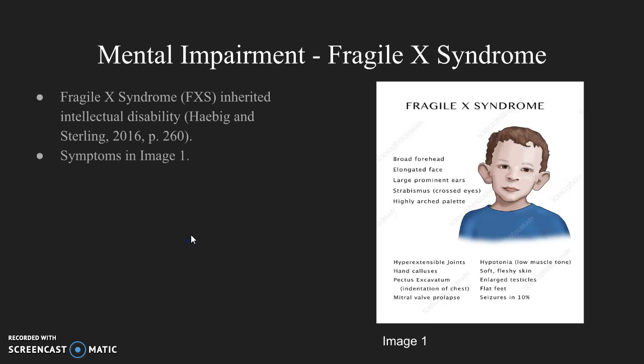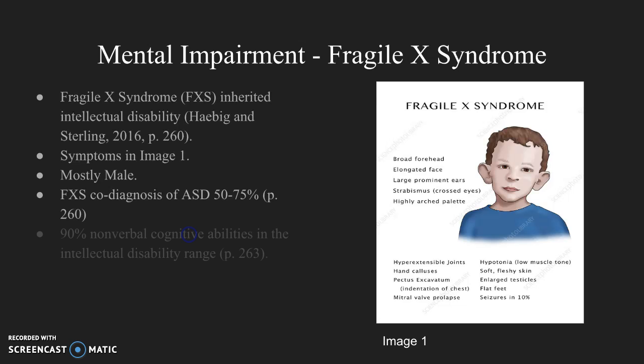Now, different symptoms that can be found of Fragile X syndrome can be seen in image 1 to the right, which include broad forehead, elongated face, large prominent ears, cross-eyed, high arched palate, among many others. Now, most people who have Fragile X syndrome are male. When it comes to the diagnosis of Fragile X syndrome, around 50 to 75% of these children will also be diagnosed with some form of autism.